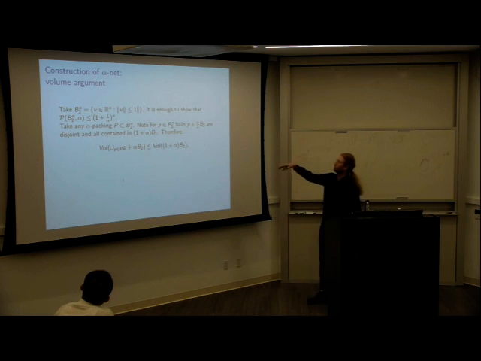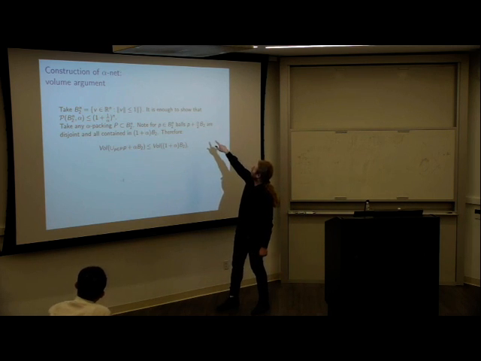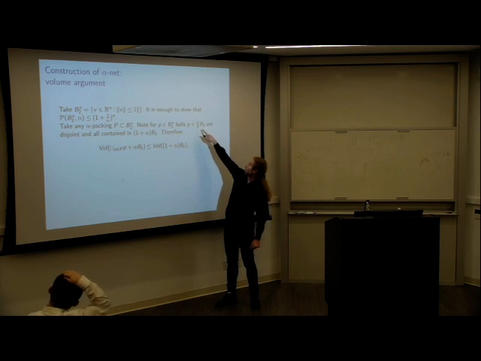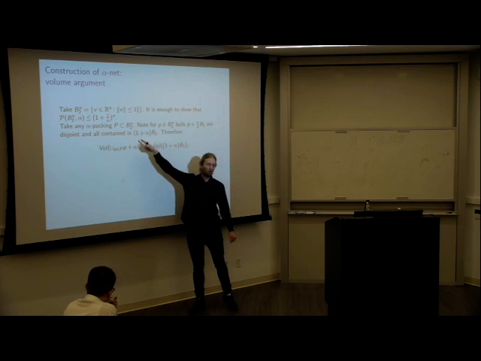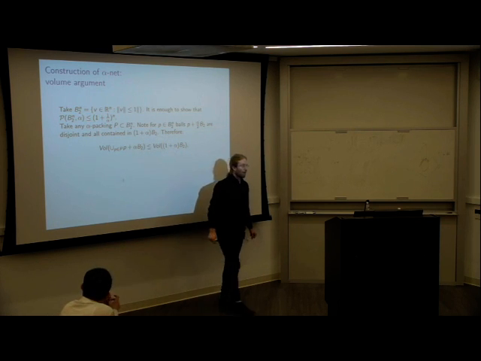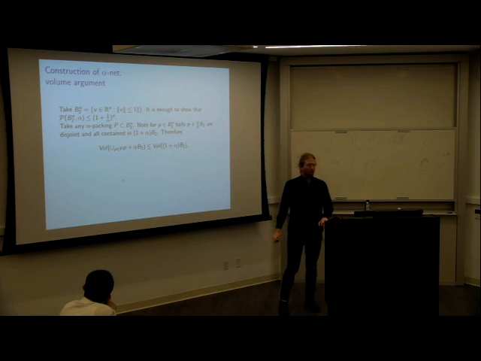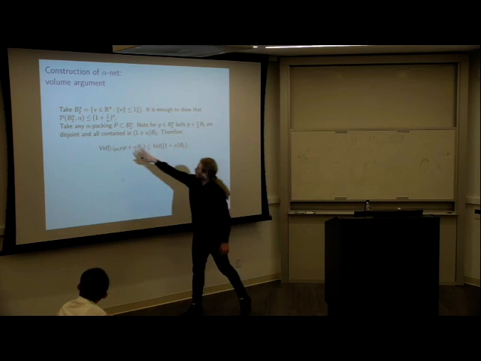So this is just writing down what I said. For any point p in P, a ball of radius alpha over 2 centered at p is contained in my original ball with slightly larger radius, 1 plus alpha. And all those balls are disjoint. So I claim that I couldn't possibly have packed too many of them, just because all of them have some volume.